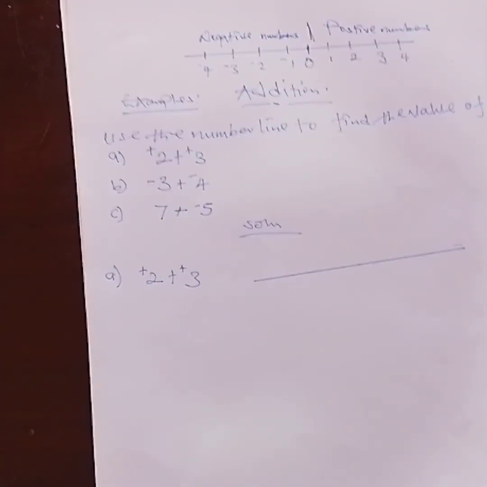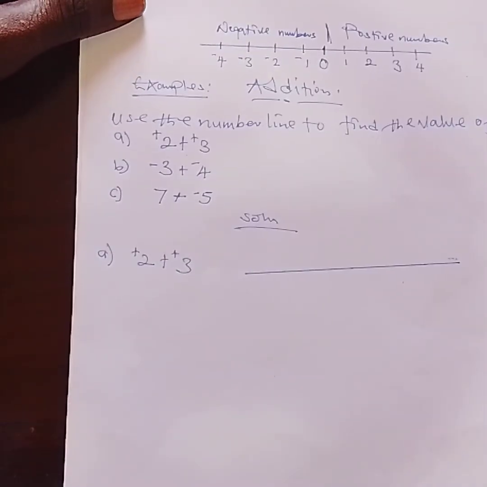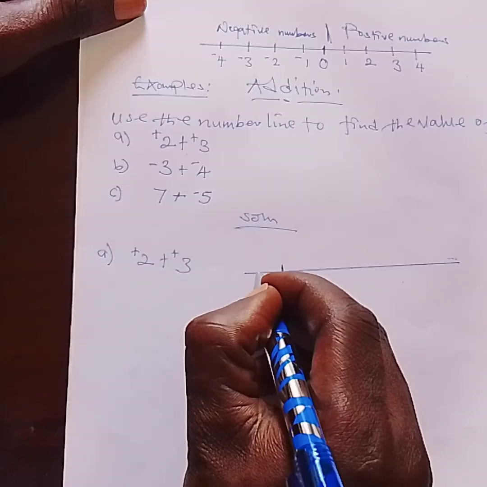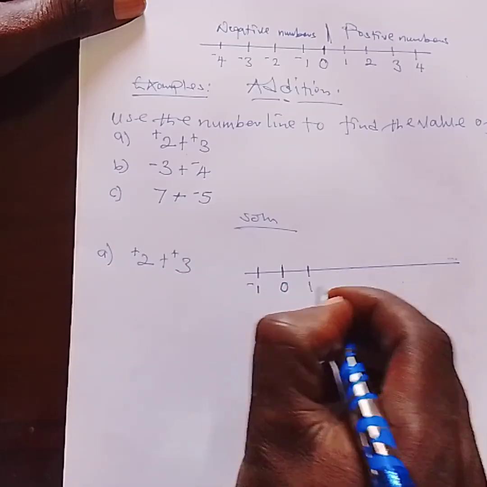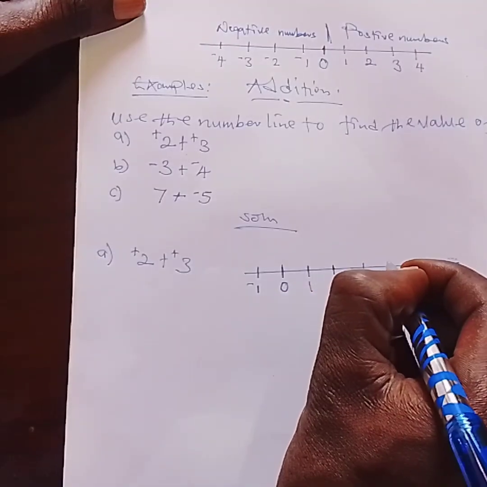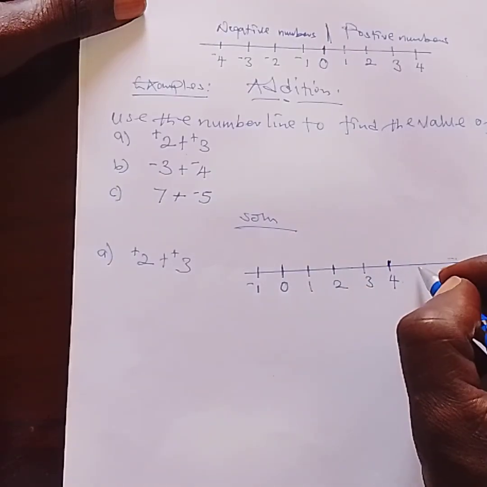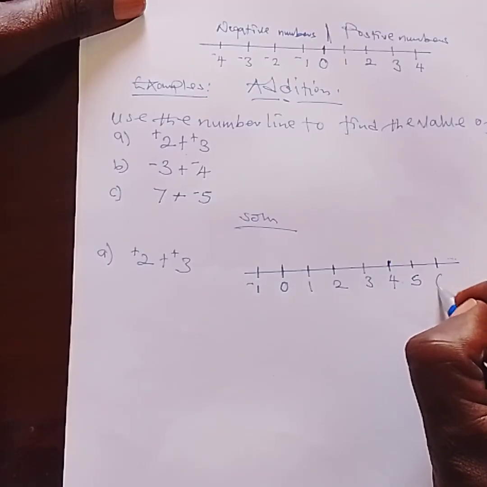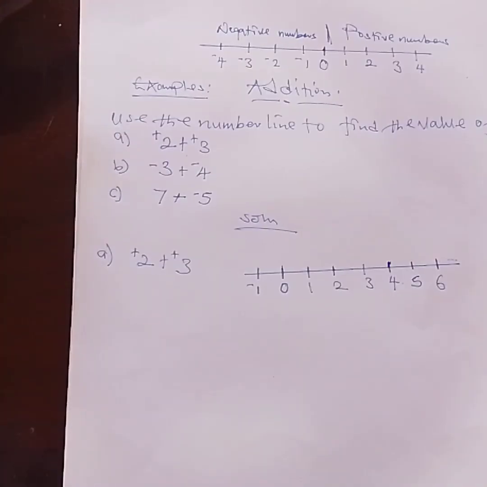So remember, that is our number line. In our number line, we start from 0. Then here we put negative 1, then here 1, here 2, here 3, here 4, 5, then here 6. And our line continues.